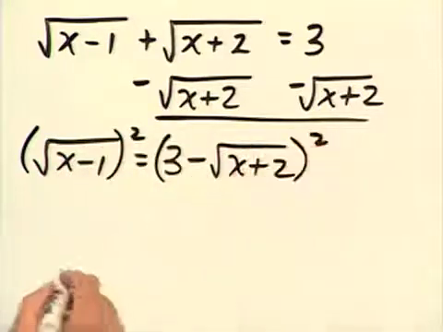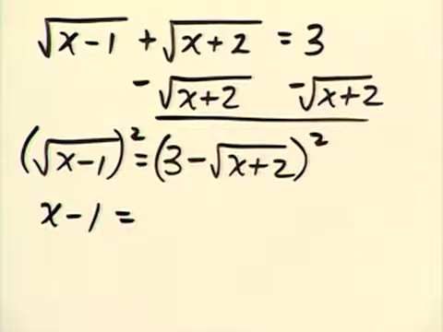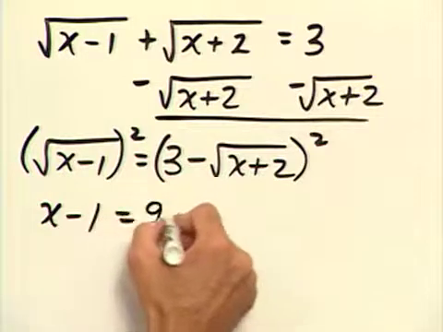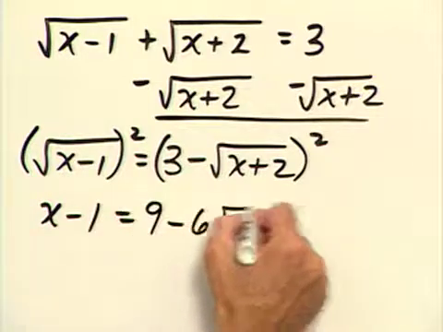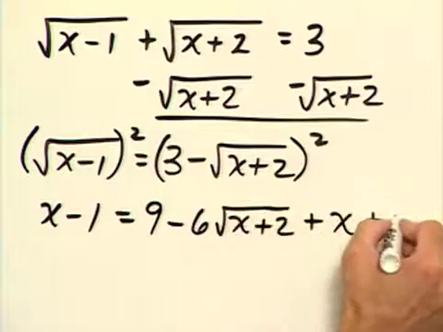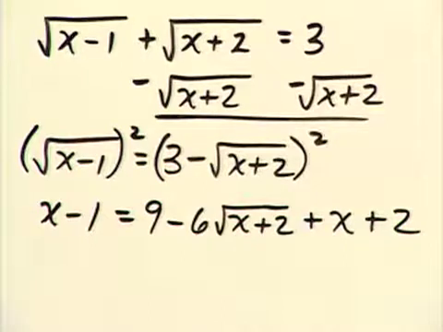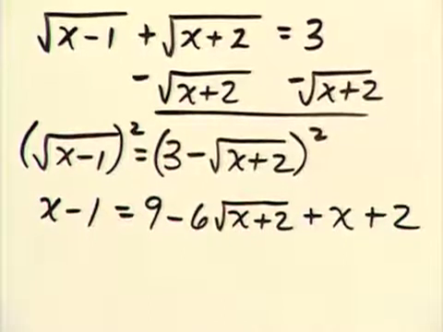On the left side of my equal sign, I'm going to be left with x minus 1 equals, and on the right side, remember I'm multiplying two binomials here together, 3 minus the square root of x plus 2. And when I do that, I'm going to have 9 minus 6 square roots of x plus 2 plus x plus 2. Notice that I eliminated one of my radicals, but I still have one more left. So now I need to isolate this radical and do the same process.